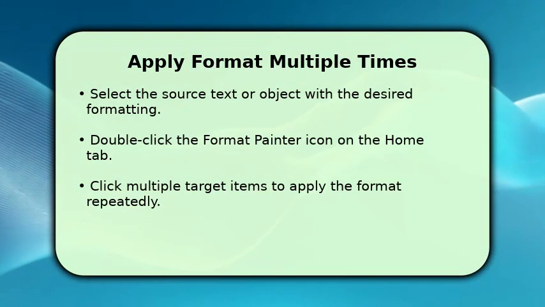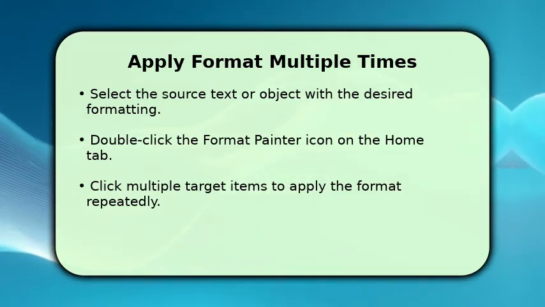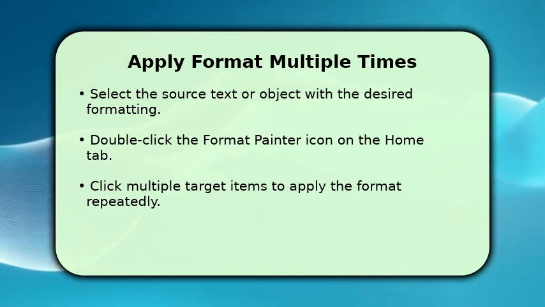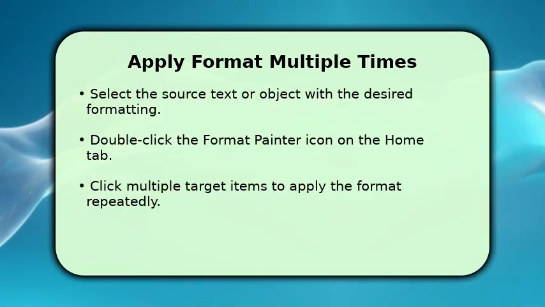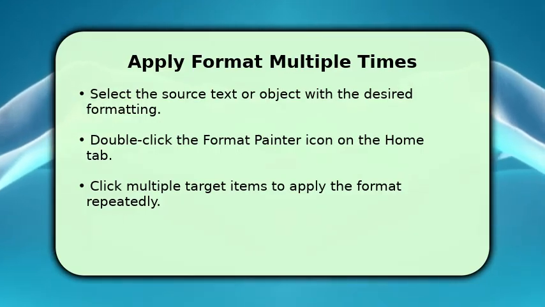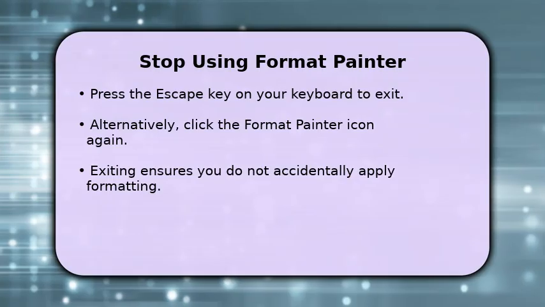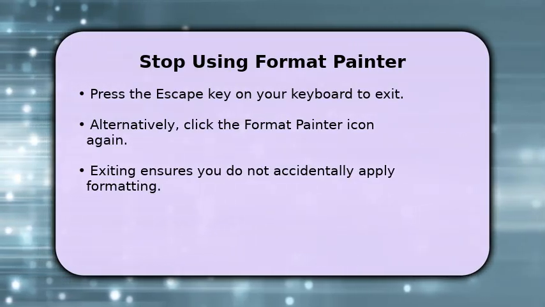If you need to apply the same formatting to several different items, the process is slightly different. Begin by selecting the text or object with the desired formatting. Instead of a single click, double-click the Format Painter icon on the Home tab. This activates the continuous mode, allowing you to click on as many target items as needed to apply the formatting repeatedly. Once you have finished applying all your desired formatting, it is important to deactivate the Format Painter.